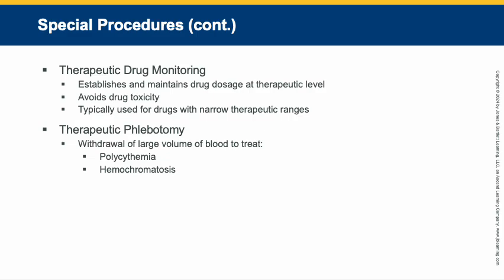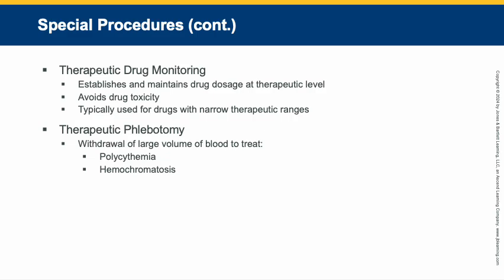Okay, therapeutic phlebotomy. This means we are going to withdraw large volumes of blood, usually measured by the unit like they do with the blood donor units, or approximately 500 milliliters. Only phlebotomists that have been specially trained in this can do this, or donor phlebotomists that work at the blood donor facilities can also do it. But it's used as a treatment for somebody that has a medical condition such as polycythemia or hemochromatosis.